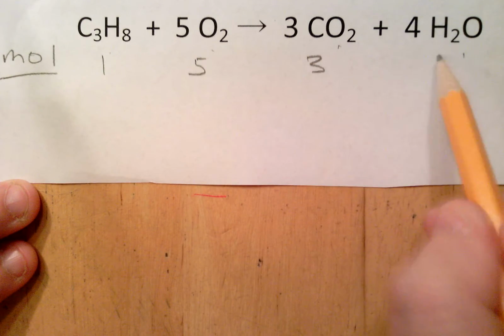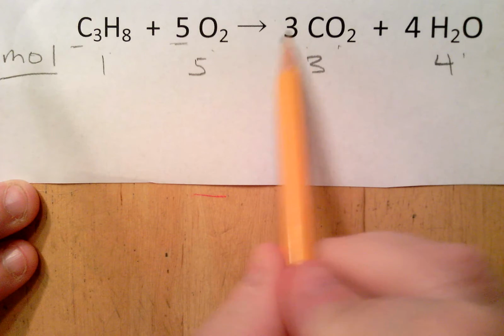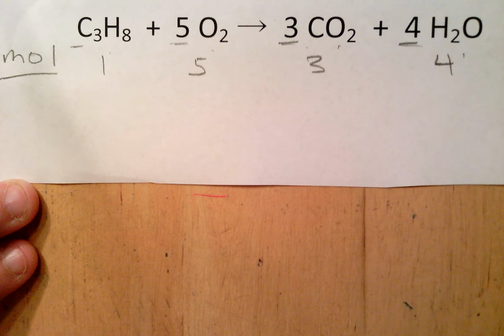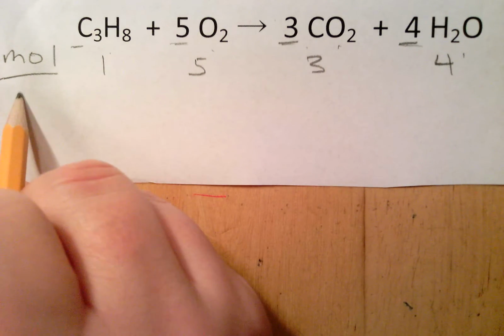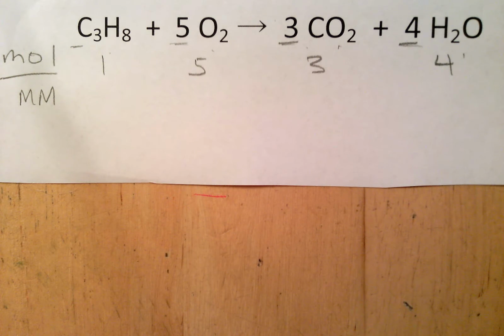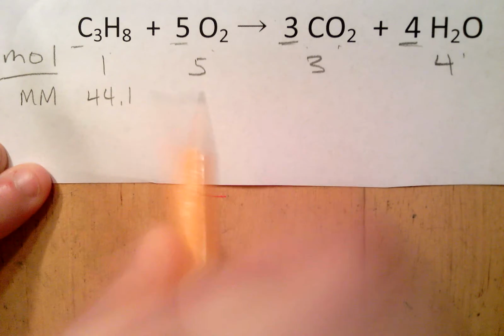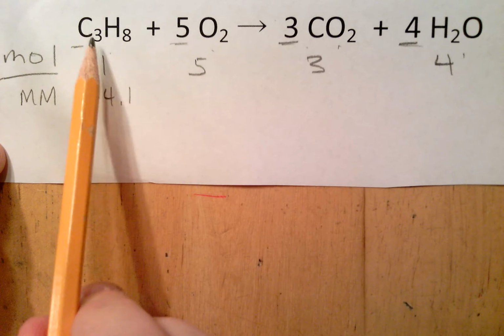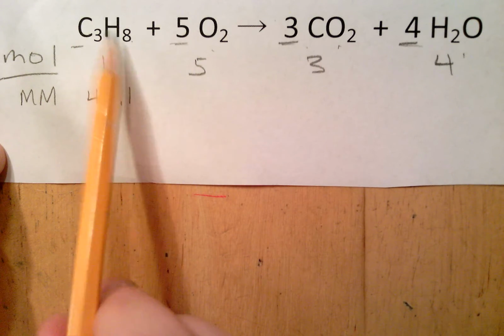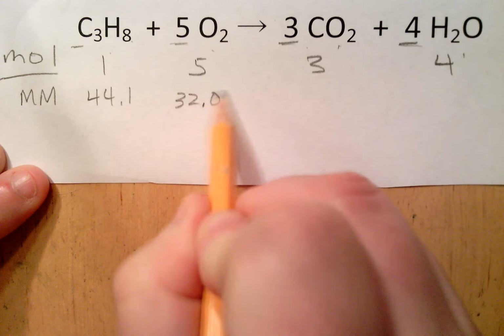Then we have our molar mass. And our molar mass of propane is going to be 44.1. And you'll see that if you add up 3 of the carbons and 8 of the hydrogens. Okay? Oxygen is 32.00. CO2 is 44.0. And H2O is 18.02. So we're going to multiply each of these out.